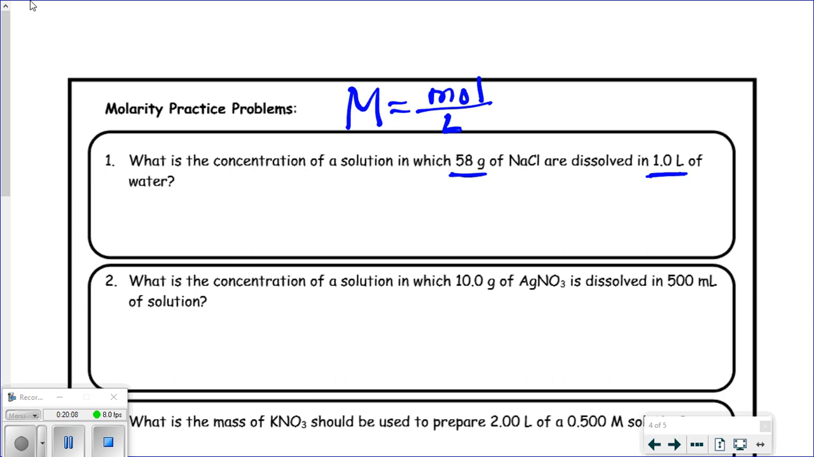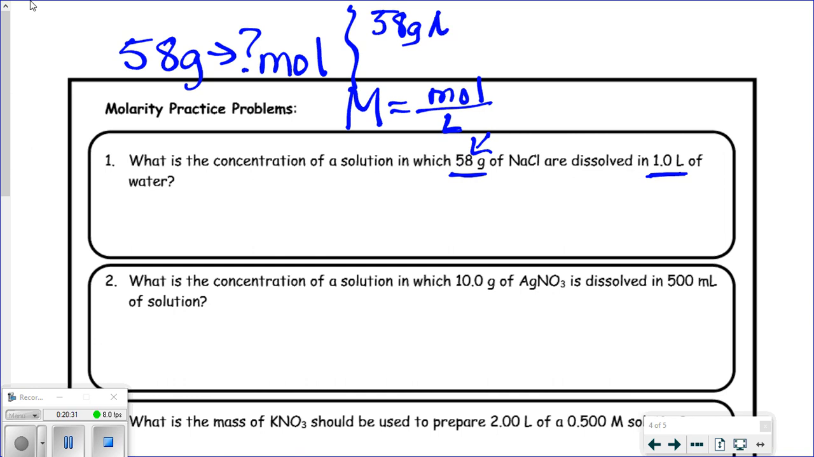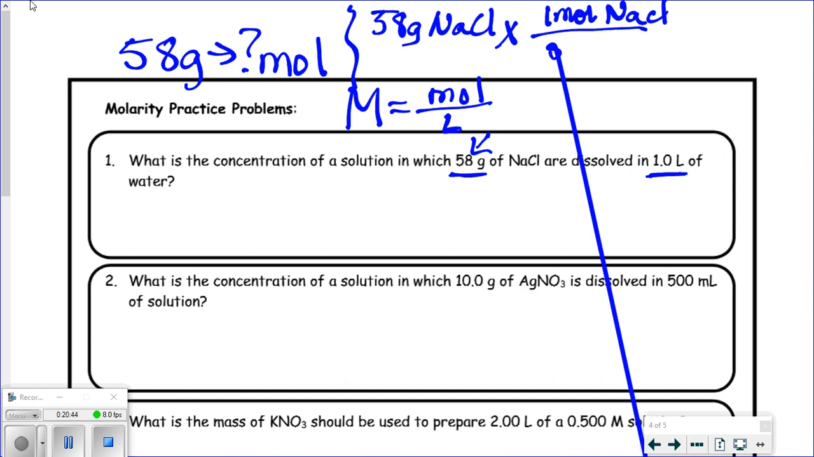All right, mole. I don't have moles though. What do I have? I've got grams. I've got to get that grams into moles. Okay, so I need to get 58 grams, but I need to get it into moles. So I'm using my molar mass. So I'm going to do my 58 grams of NaCl, okay, times 1 mole of NaCl, and we actually already got that molar mass. So remember, Na plus Cl is about 58.